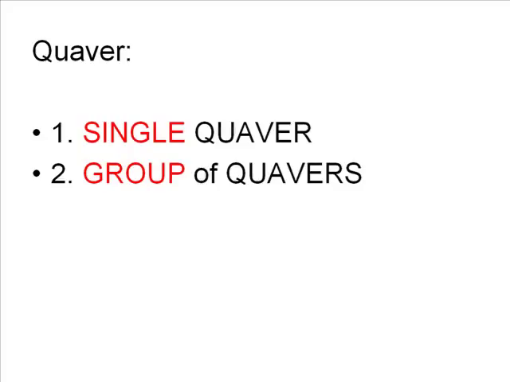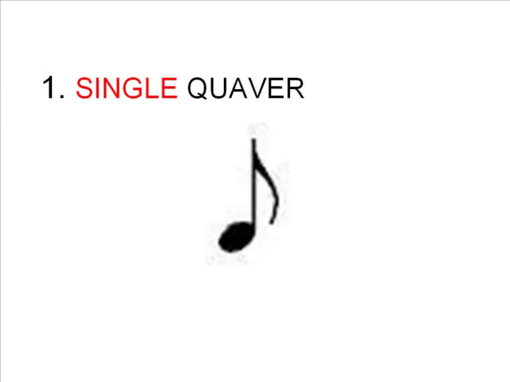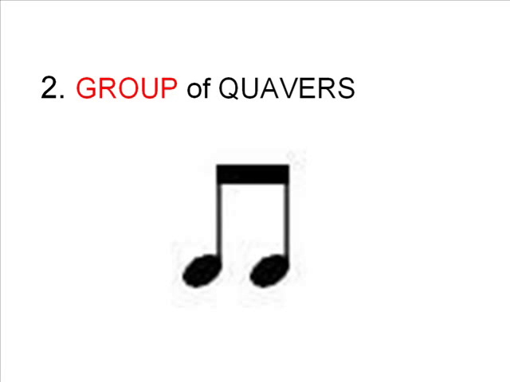So in the first case, when I have a single quaver, I will have to use this symbol. So I have the black dot, which is called the note head. Then I have this vertical line, which is called the note stem. And then I have this which is called flag or tail. But if I have to represent a group of quavers, I will have to use these other symbols.